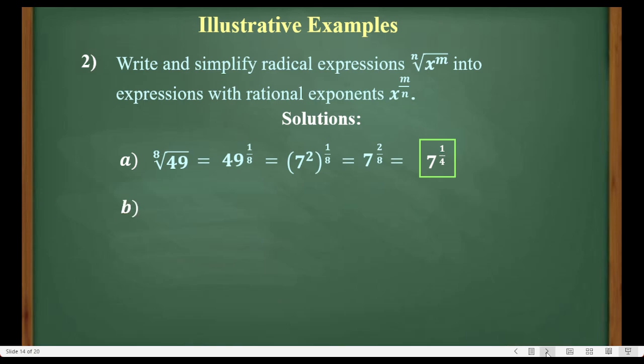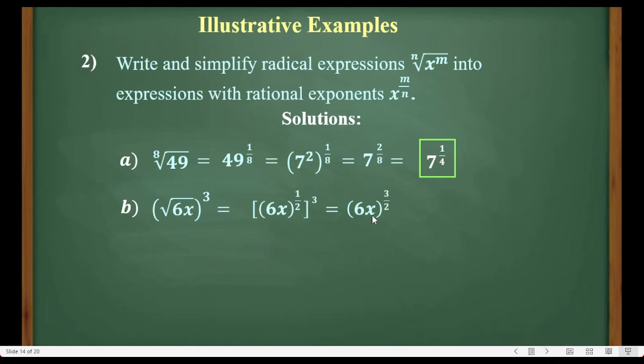Next, letter B. How about this one? Quantity square root of 6x to the 3rd power. The square root of quantity 6x can be expressed as quantity 6x raised to 1/2, all raised to the 3rd power. Then from here, what are we going to do? We apply the power of a power law. We simply get the product of the inner and the outer exponent. So at that point, we will have quantity 6x raised to 3/2.